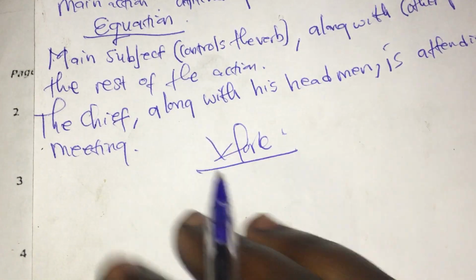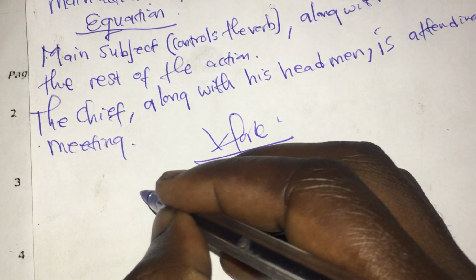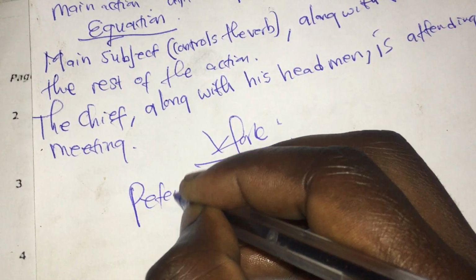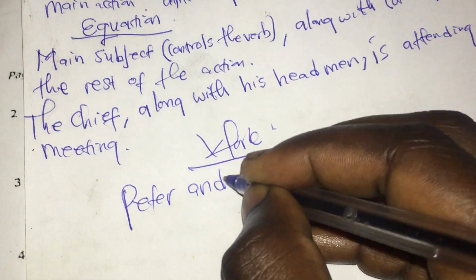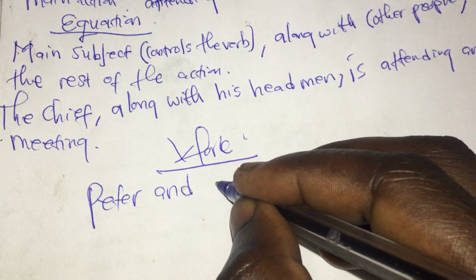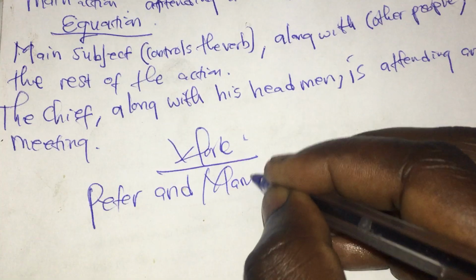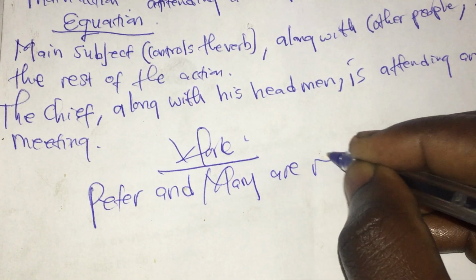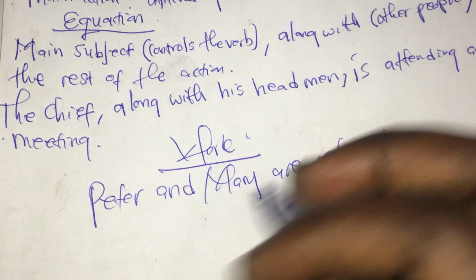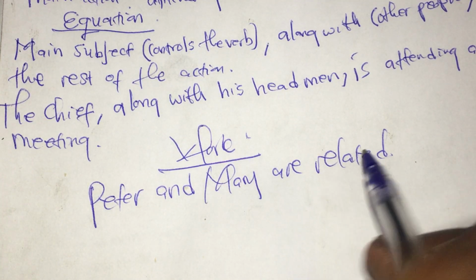Now I have this work. I want your answers in the comment section. So it's like this: Peter and Mary are related. Okay, so Peter and Mary are related.